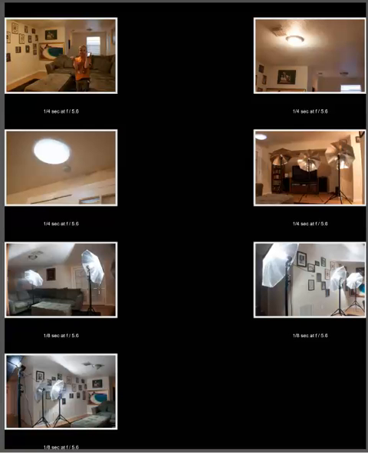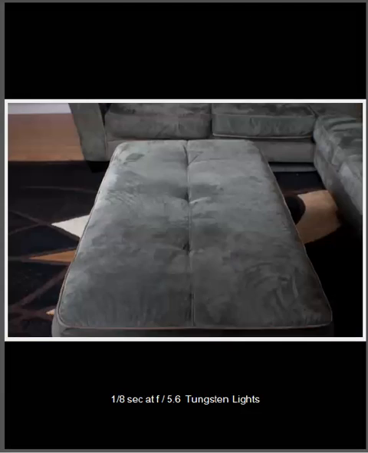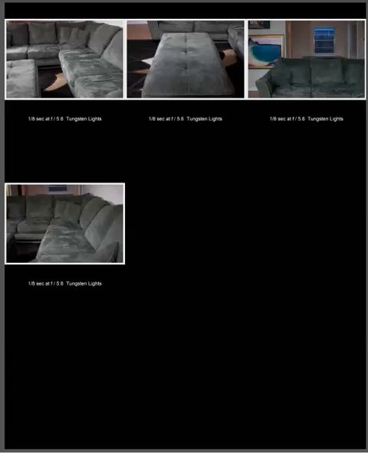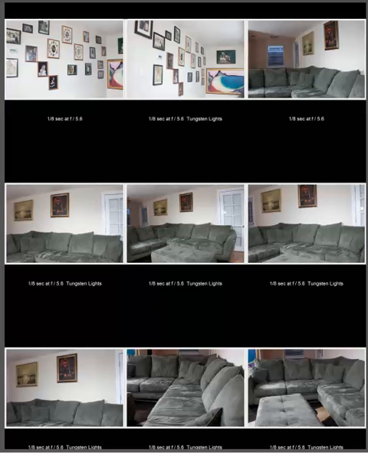But with the tools that you have available to you right now, this is not a bad job at all. It's a good first shot solving the problems of illuminating a room that otherwise only has available light.